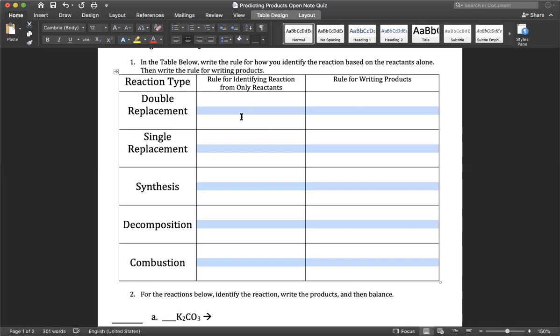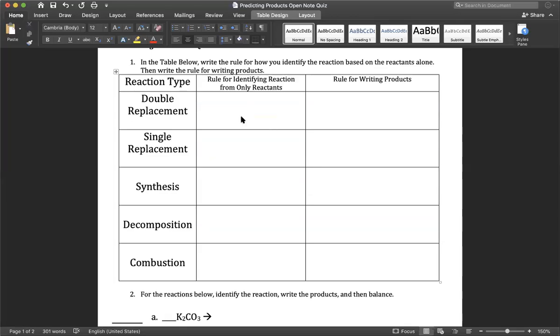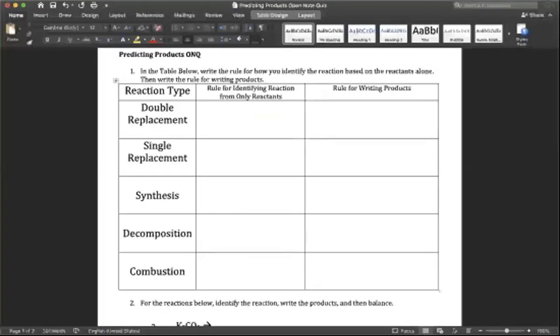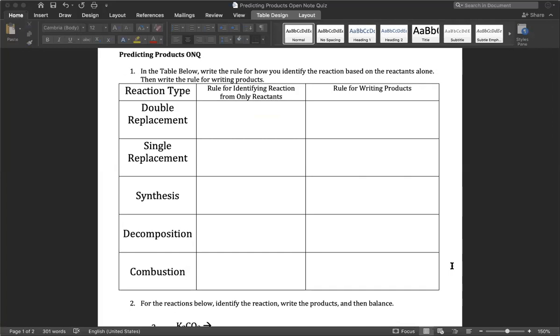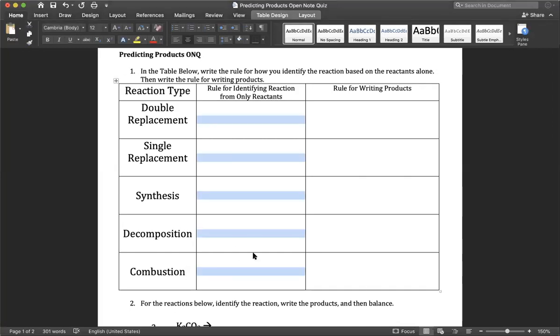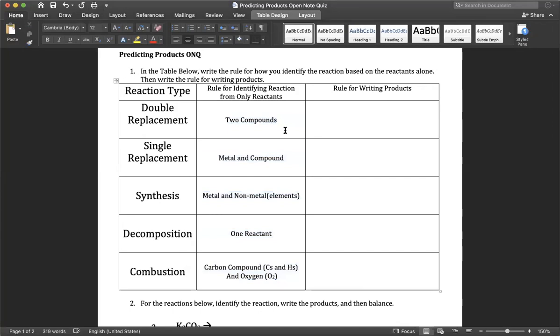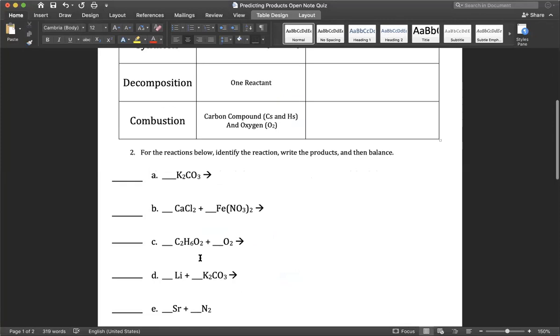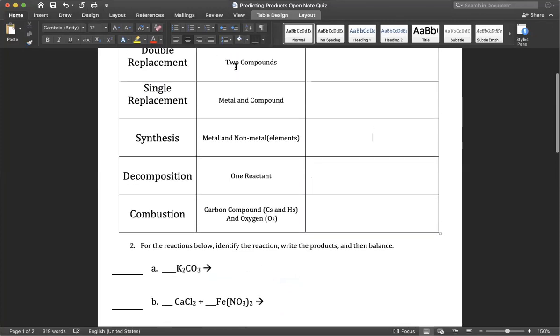All right, so I've had a lot of questions about predicting products. So I'm just going to go over what's given. In our 5 types of reactions, these things are going to be our given reactants. On the left side of our arrow, it's going to be one of 5 combinations. We're going to have 2 compounds.